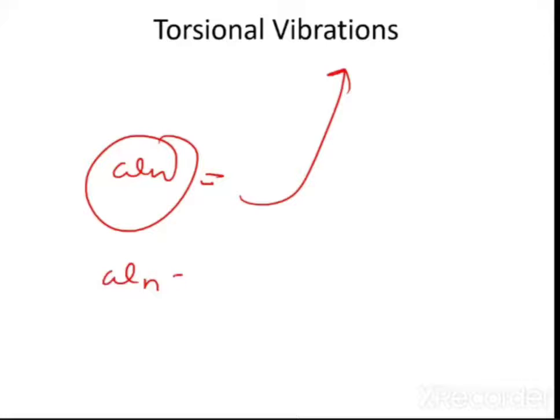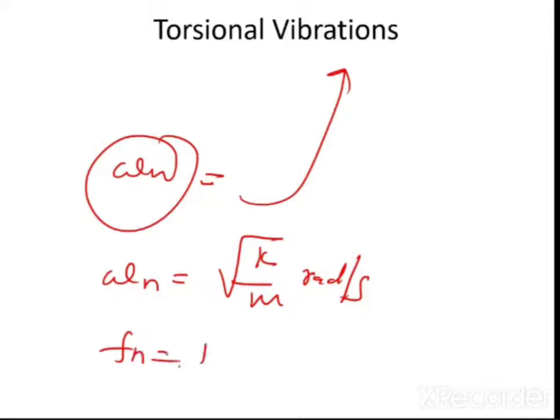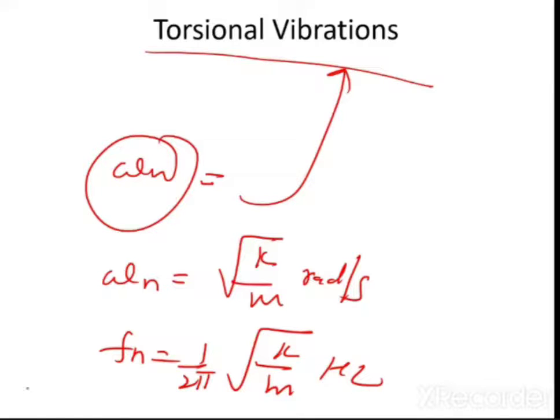Now omega n for a system which is subjected to the longitudinal vibration is nothing but the square root of k upon m radian per second, or fn is equal to 1 upon 2 pi square root of k upon m hertz. Now we have to find the same for the torsional vibration and the same for the transverse vibration. So let us move to the torsional vibration.